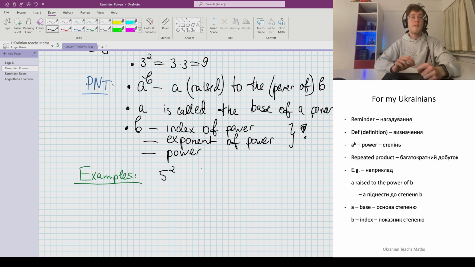To top this off, let's do a couple more examples so that we are fully sure what powers are. 5 raised to the power of 2 is going to be a repeated product of 5's, where it's present 2 times. So it's going to be 5 times 5, or 25. Let's take 3 raised to the power of 3. It's not going to be 3 times 3. It's going to be a repeated product of three 3's, so we have our base number repeated exactly the index number of times, which is 9 times 3, or just 27.